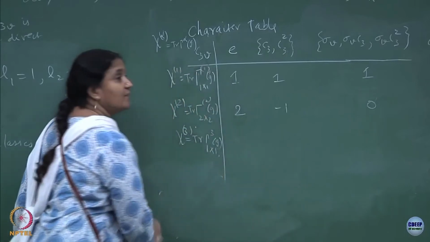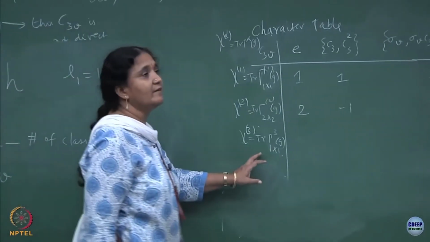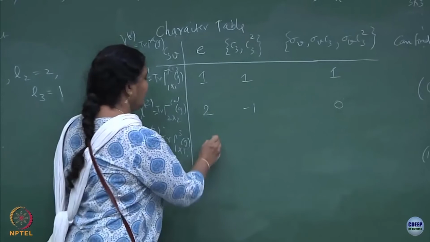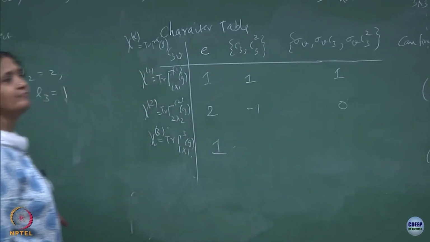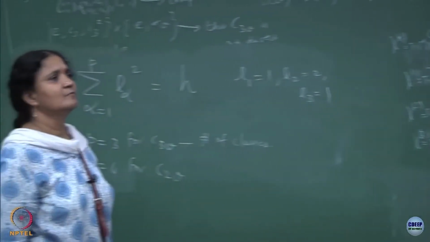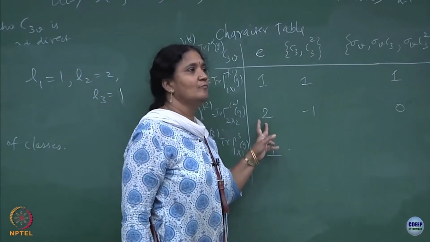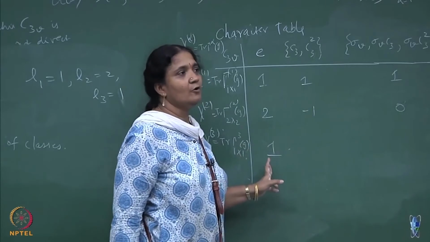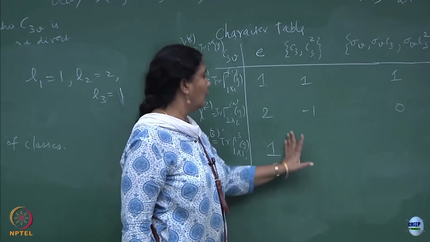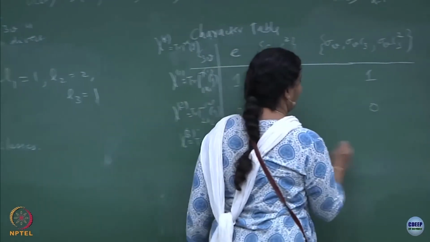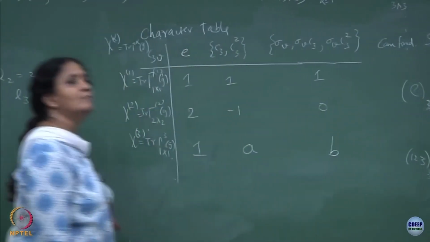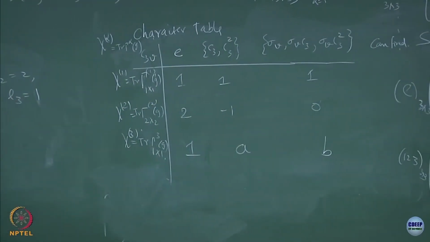Now, you can do something more. If it is a 1 cross 1 matrix, the identity element is 1 always. For a 2 cross 2 matrix, the trace is 2. So, the identity element character you can always write. What about these two elements? Let me call them A and B. How do you fix that A and B is the next question.